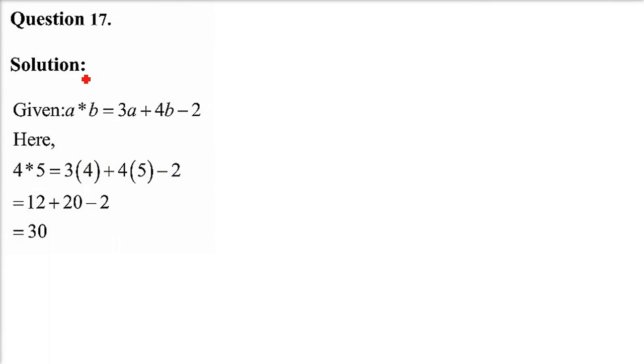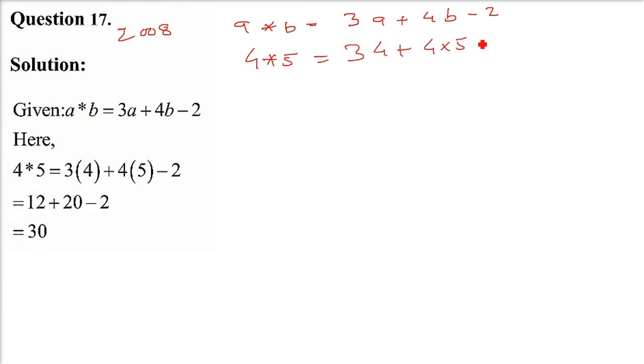Next question is, this is CBSE 2008. Let star be the binary operation defined by A star B equals 3A plus 4B minus 2. We have to find out 4 star 5. So in place of A just put 4, in place of B just put 5. So 3 into 4 is 12, 4 into 5 is 20, 12 plus 20 is 32, 32 minus 2 is 30. So 30 will be our answer.